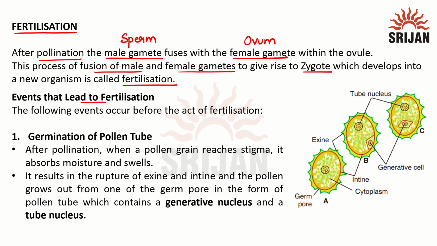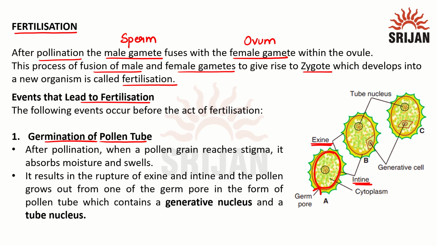Now, events that lead to fertilization. First, as soon as the pollen grain lands on the stigma, the first step is germination of the pollen tube. Here we can see the pollen grain having the exine and intine, the outer spinous exine and the inner intine, and there is a germ pore.